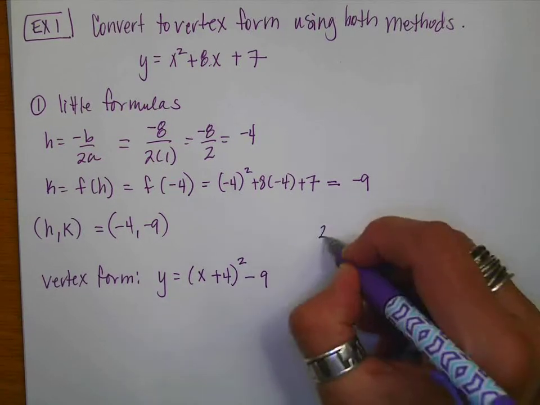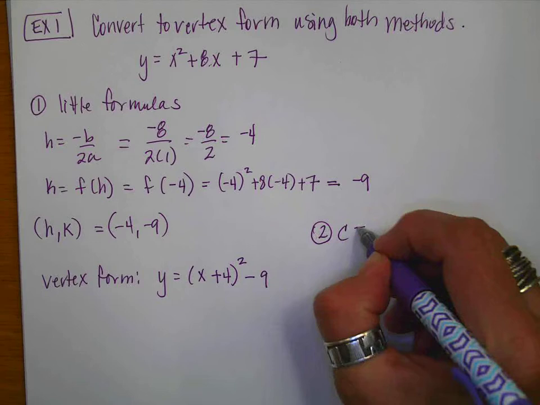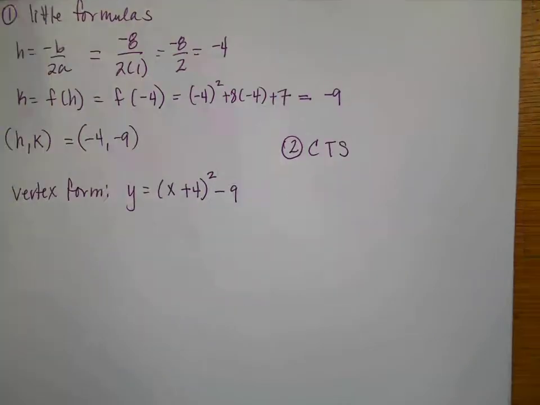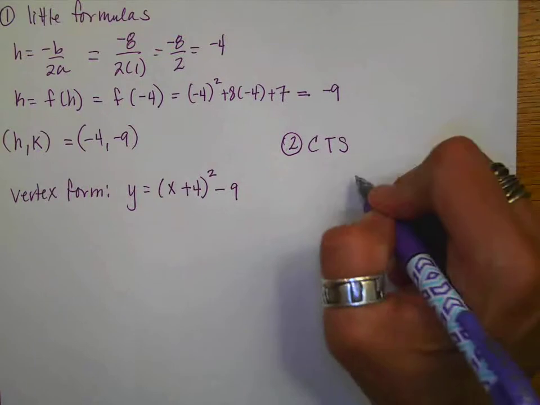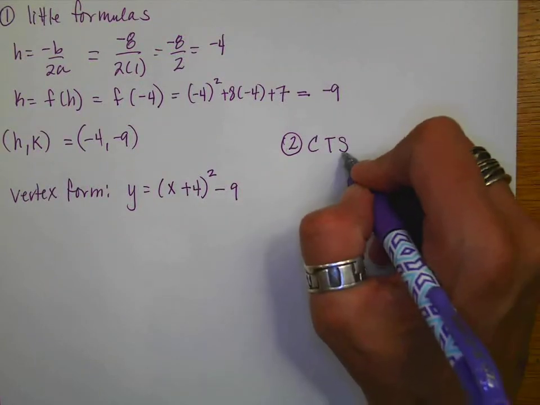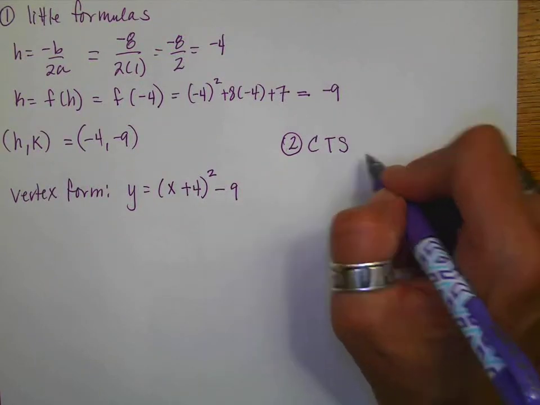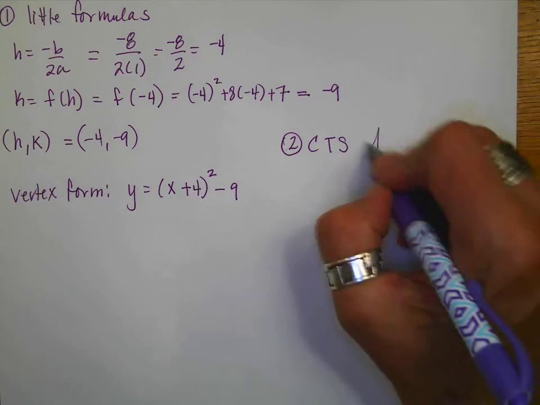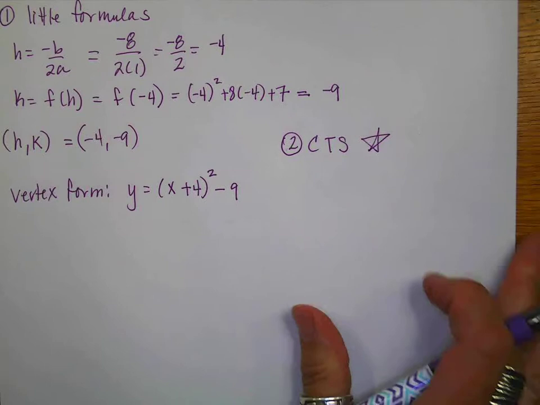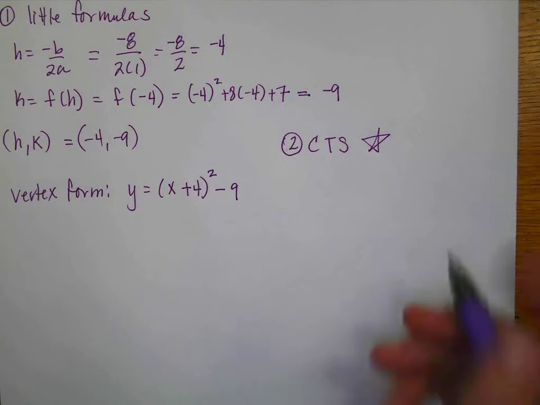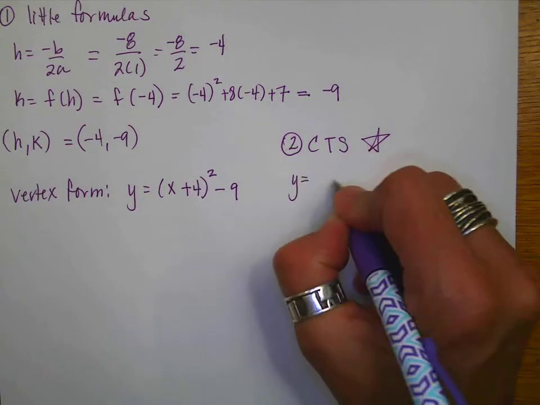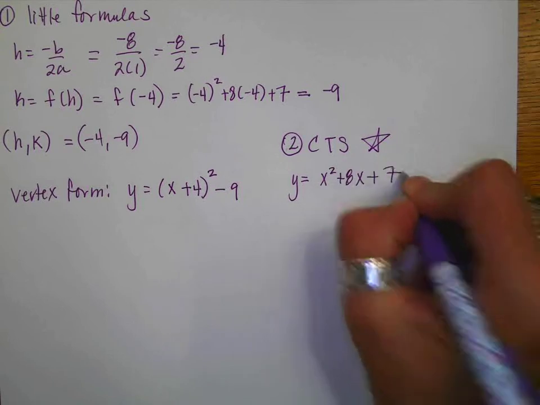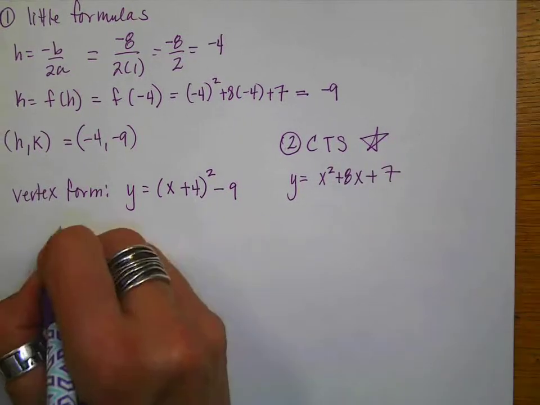So now I'm going to start completing the square, and I often write it as CTS, and I'm going to start it over there. Okay? And so before we do completing the square, I'm going to go back and I'll write the steps out as we do it. This is my favorite. I love completing the square because it's significantly easier than the little formulas. So my original equation was x squared plus 8x plus 7.